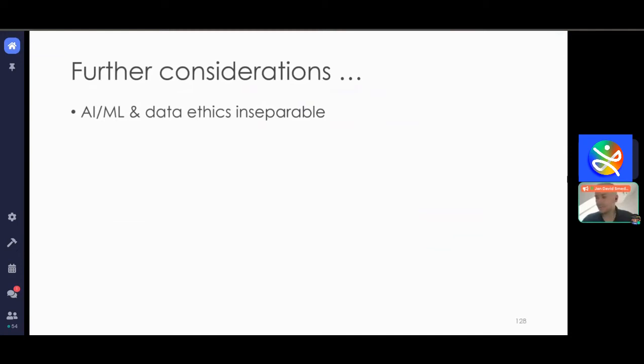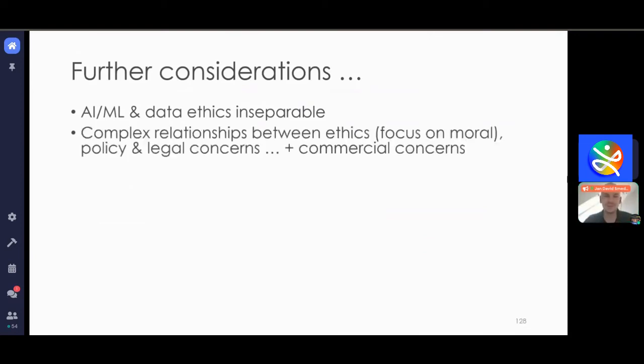So just some thoughts to take with you here. AI and ML, data ethics, and data ethics is sort of an inseparable conundrum. I mentioned this data detour because of that fact. There's a very complex relationship between ethical issues as well as policy and legal concerns, and also commercial concerns in this space. That would require a few additional sessions to properly cover in detail.